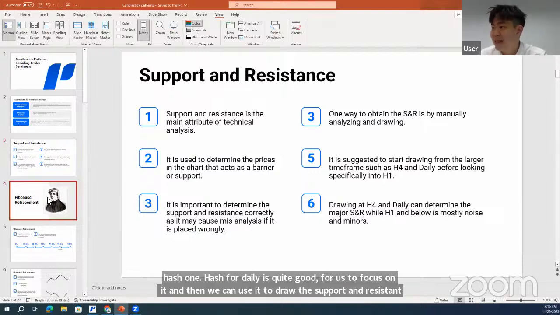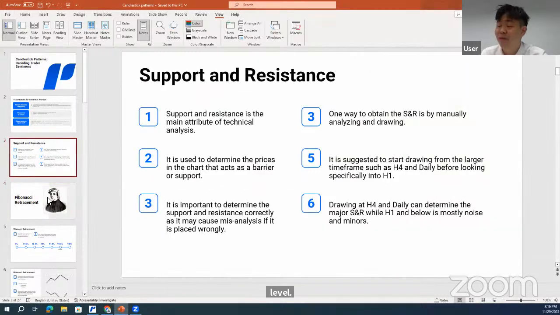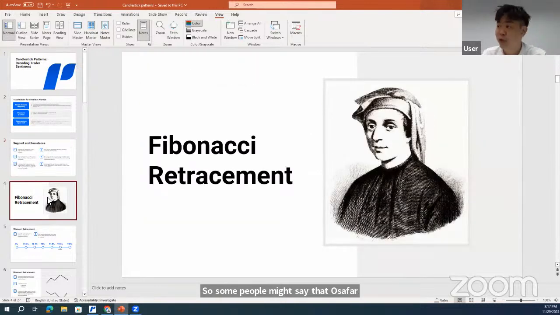Some people might say that support and resistance levels are very difficult to draw, that they are unable to draw them. So here's a solution for you, which is what we call the Fibonacci retracement. It seems like a very professional word, but the implication is very simple. Later, I will guide you one by one on how to draw the Fibonacci retracement.